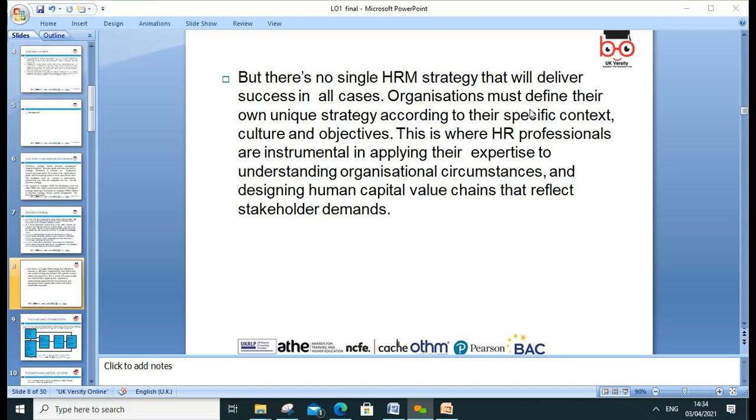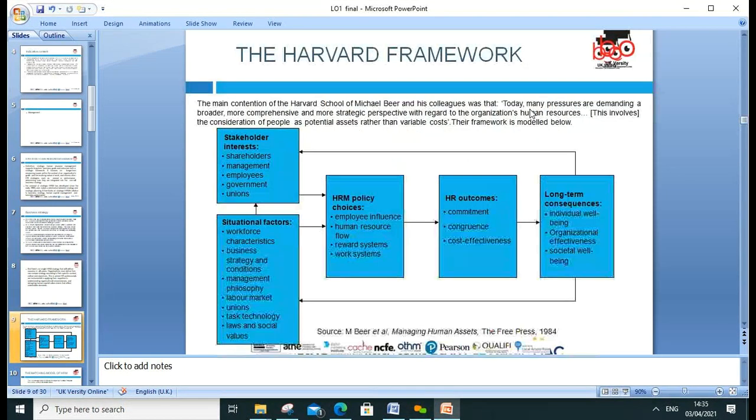Why are we developing now? Maybe our plan is that in 10 years we want to do something, so we have to develop now. Like we quoted the example of Nokia, they did not develop, so they have to spend the money on development. So the staff development budget should be there. So the HR professional applies the expertise, understanding the organization's circumstances, the human resource capital chain, and reflects the stakeholder demand. That's crucial.